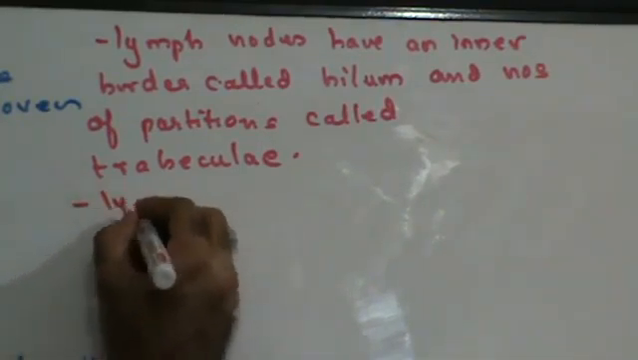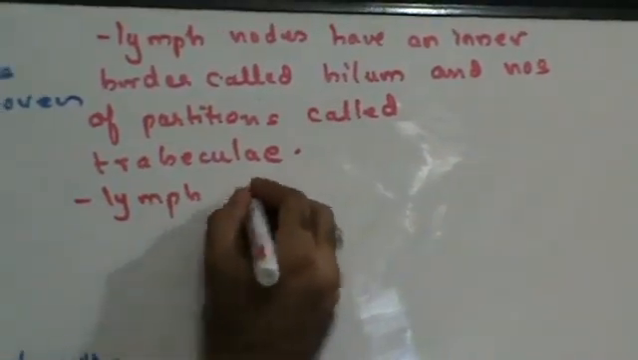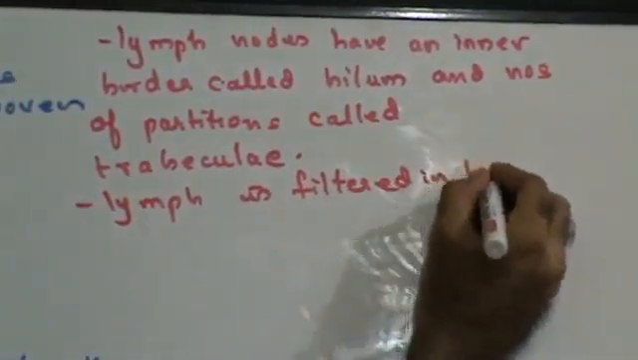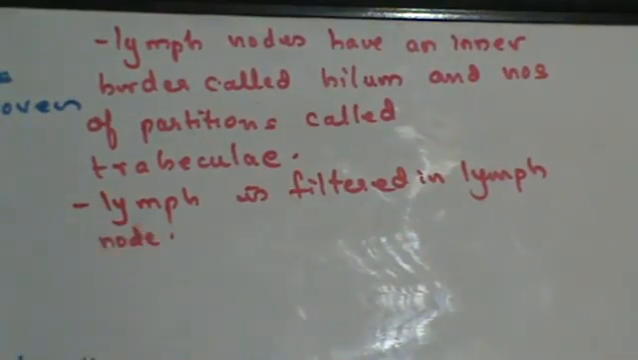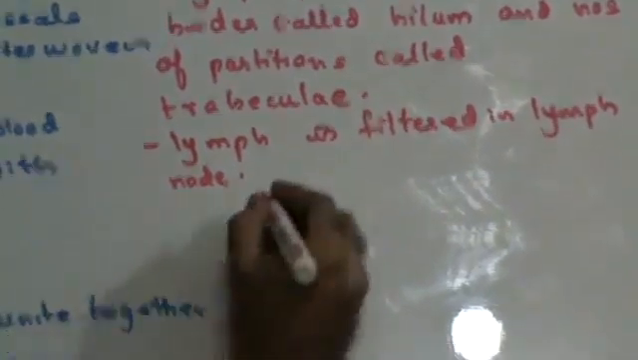Lymph is filtered in the lymph nodes, right? That's it. So those were the different parts of the lymphatic system. Now let's see the circulation of lymph. Now that we know what the lymphatic system is, we can exactly tell you how it moves.